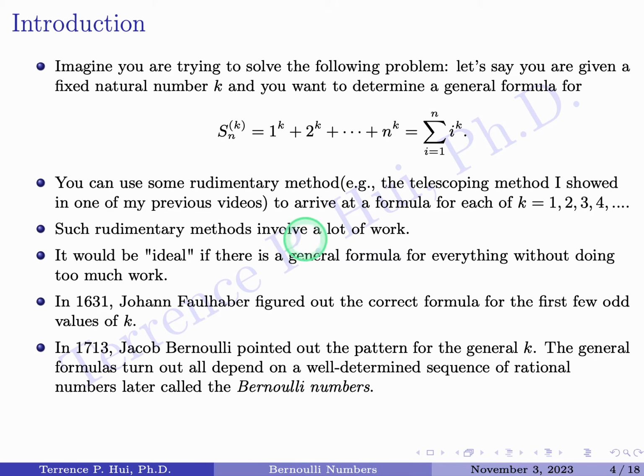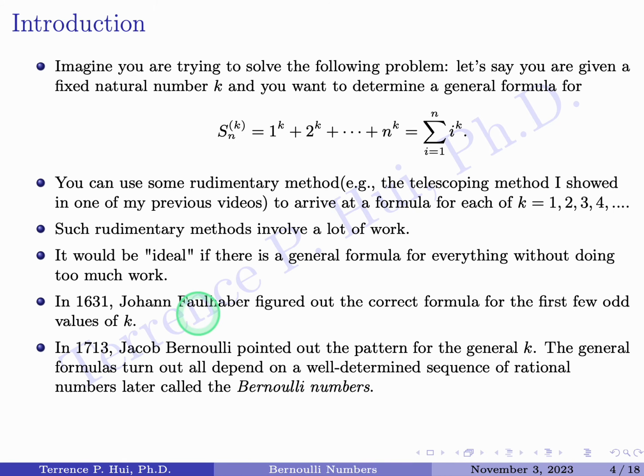The problem with a lot of these rudimentary methods is that they involve a lot of work. For example, with the telescoping method that I showed you, you have to first establish the case for k equal to 1, and then use that to establish the case for k equal to 2, and then the case k equal to 3, and so on. You build it up. It's not bad. Once you figure it out once, you can just write it down somewhere and memorize it. But it still involves a lot of algebraic work.